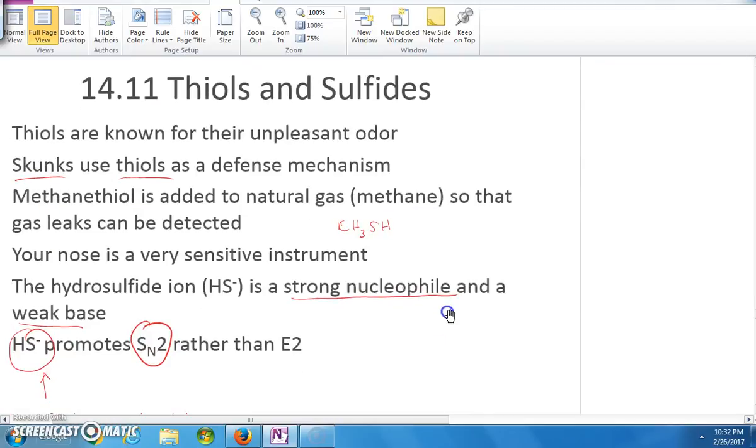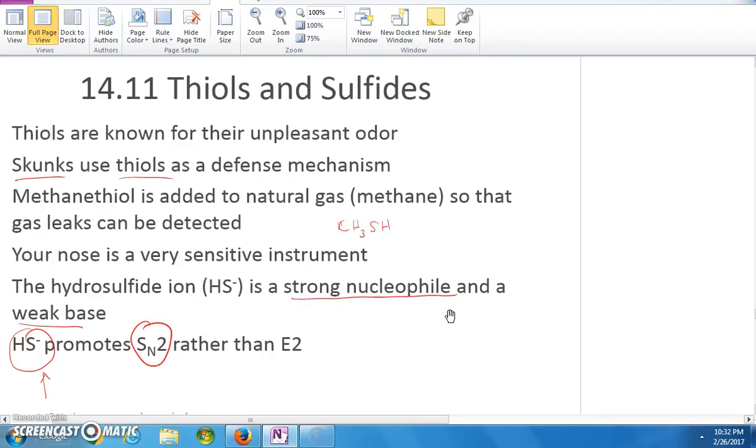Now thiols are known for their unpleasant odors. By now you should know that sulfur stinks. Just like if you use a sulfur ointment to treat eczema, it really stinks. And thiols are what skunks use as a defense mechanism. That's why skunks stink really bad.